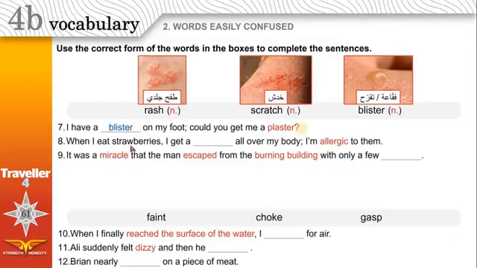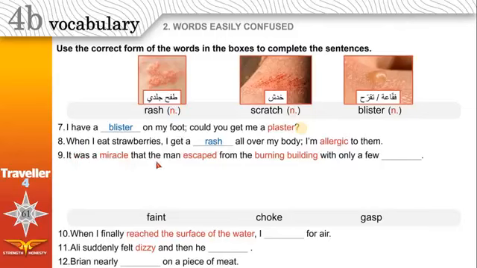When I eat strawberries, I get a rash all over my body. I'm allergic to them. Allergic. When you are allergic to some kind of food, that means you have a sensitivity to that food. You can't eat it or you get sick. Allergic. I get a rash.